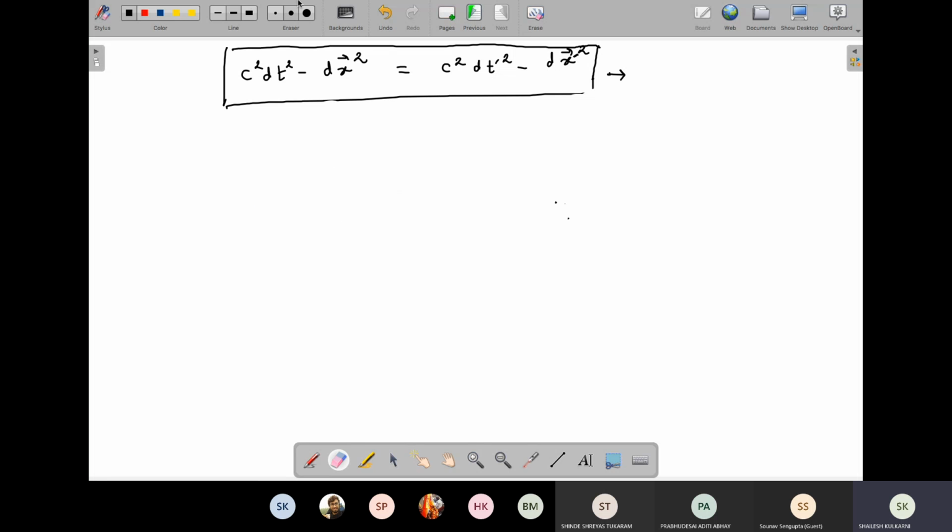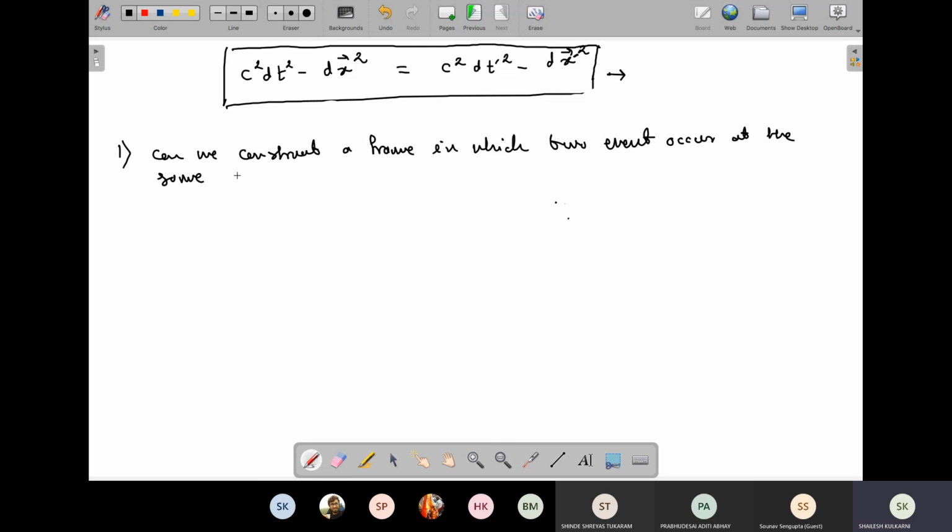Now let us ask another question. Question number one: can we construct a frame in which two events occur at the same spatial point? Look at this question. That means it is assumed that we have two events.